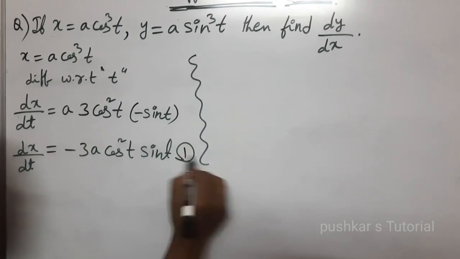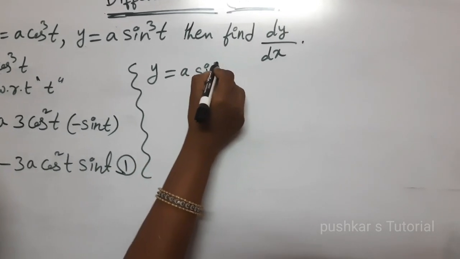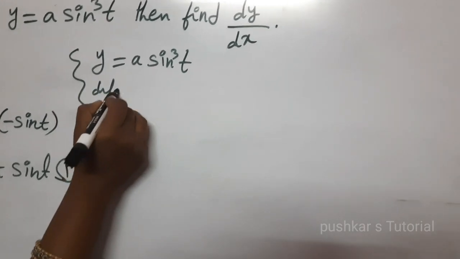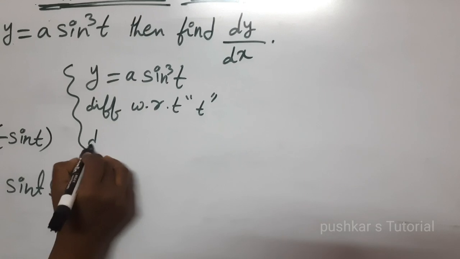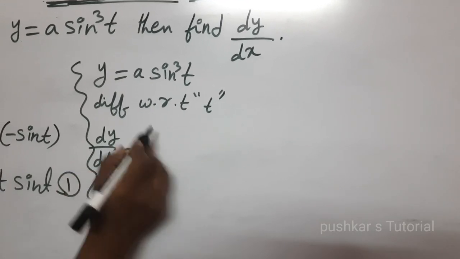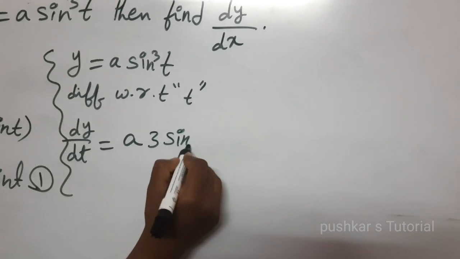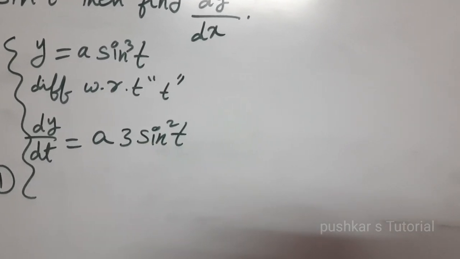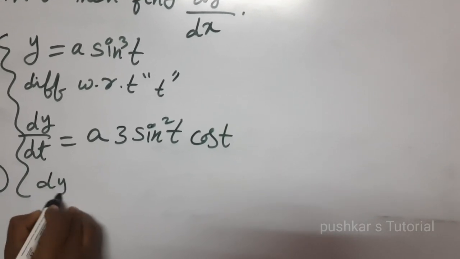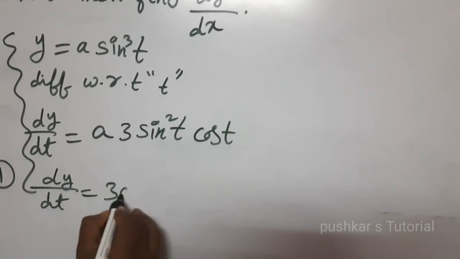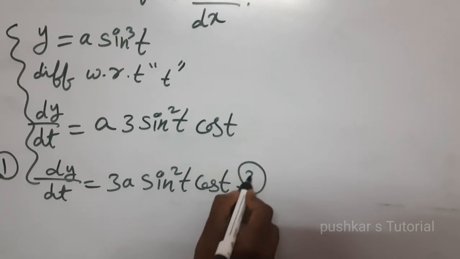Now in the remaining part, y, I am writing a sin cube t, differentiating with respect to t. So here dy by dt is equal to a as it is, sin cube gives 3 sin square t, and the sin inner differentiation is cos t. So dy by dt is equal to 3a sin square t cos t, equation number 2.